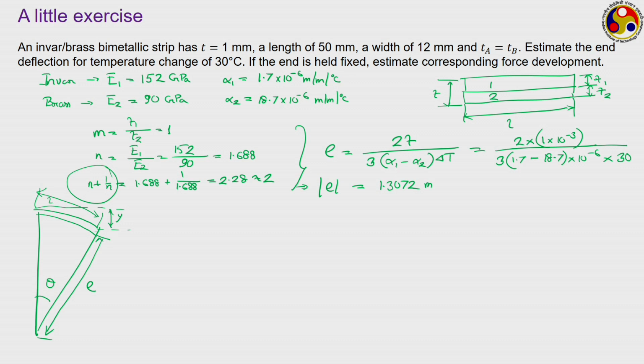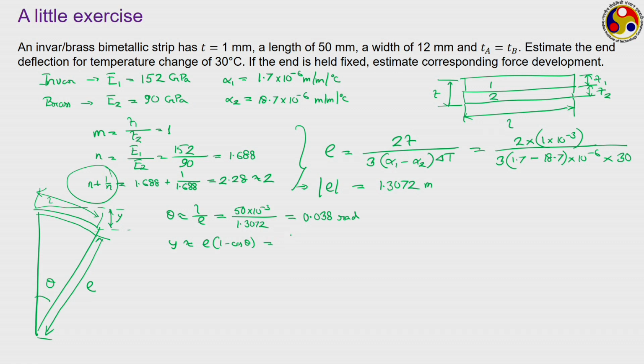So, what is the relation between theta and rho? We can roughly write theta, as long as this theta is small, equal to L upon rho. Now, the length of this is 50 millimeter, 50 into 10 to the power minus 3, by rho, which we have just calculated as 1.3072. So, we are getting 0.038 radians, and once we have got that, then the deflection y can roughly be taken as rho into 1 minus cos of theta, from this trigonometric portion, where y is the one that we are looking for.